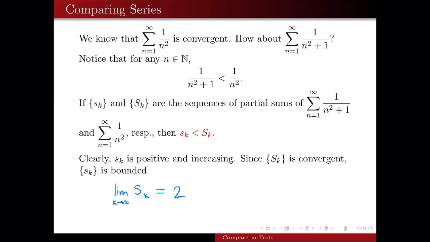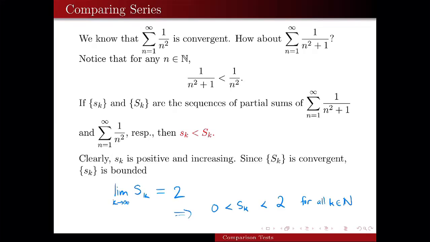So what does this mean? This means that your small s sub k will be less than 2 for all k, for all k in the set of natural numbers. And of course, these S sub k's are all positive.